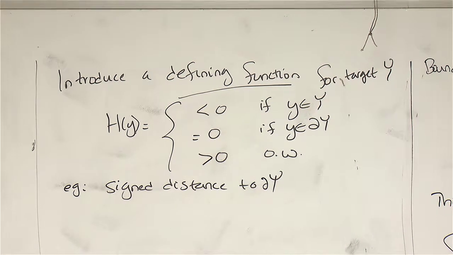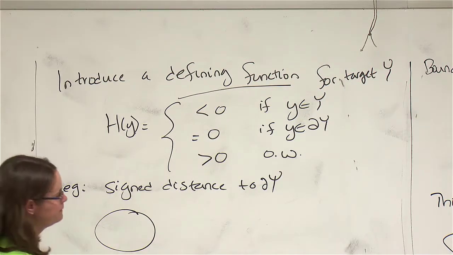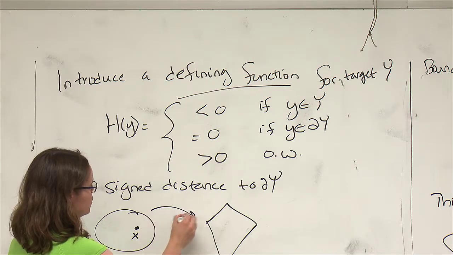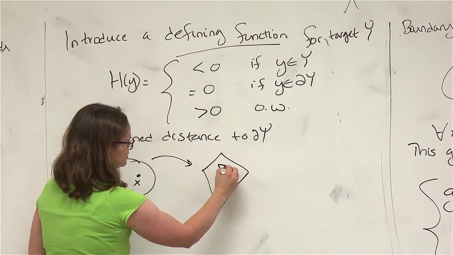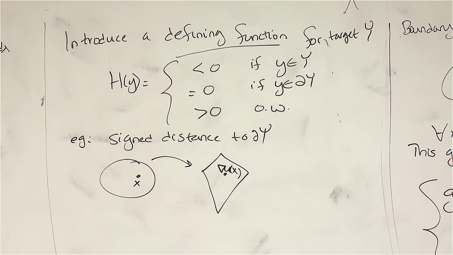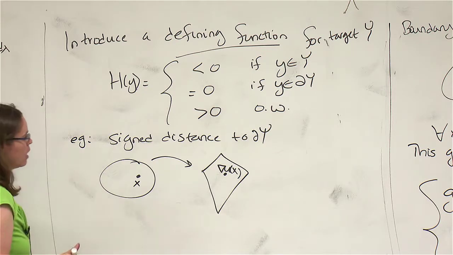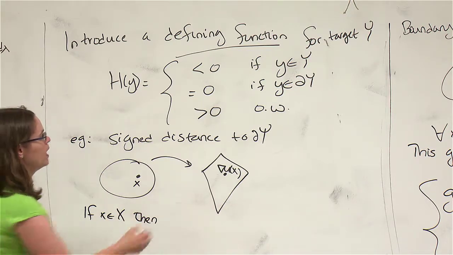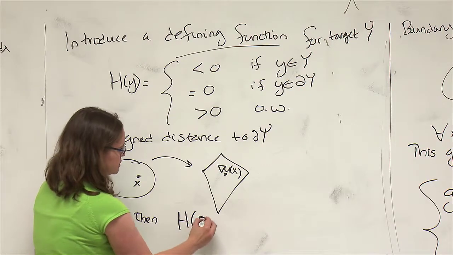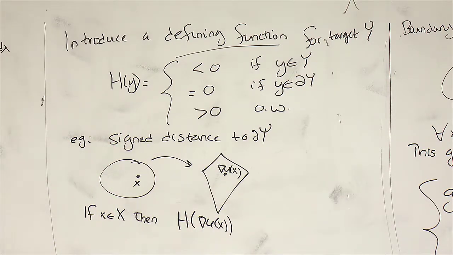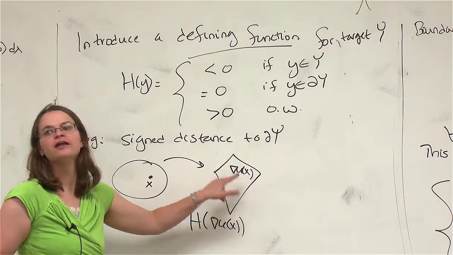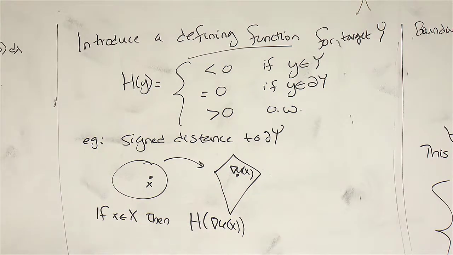So what do I expect? Let me draw this picture again. I pick a point x, and see where it maps to. It's supposed to land inside of my target somewhere. So if x is in my domain, then what happens if I plug this into my defining function? It's less than or equal to 0. This point is supposed to land inside the target, and if it's inside the target, the defining function is negative. So this should be less than or equal to 0.